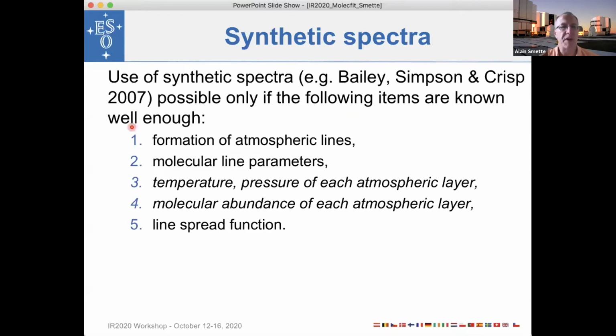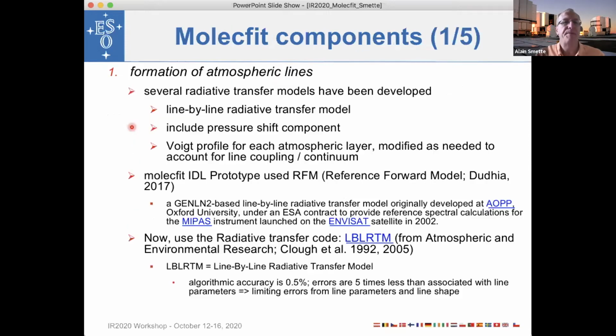So we need to understand properly the formation of atmospheric lines. We need to have a good knowledge of the molecular line parameters. Then we need to have the right temperature and pressure for each atmospheric layer and the right molecular abundance for each atmospheric layer. And that's where these two points are where Molecfit is particularly new. And then the final item is to have a good knowledge of the line spread function.